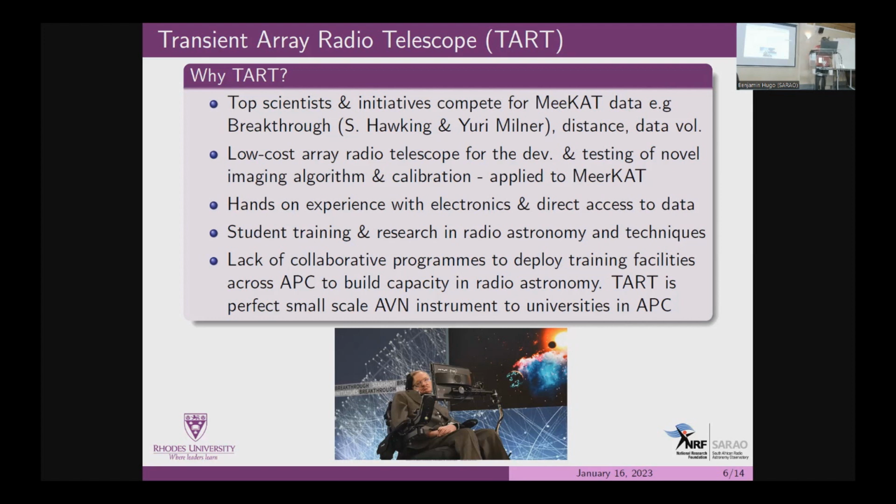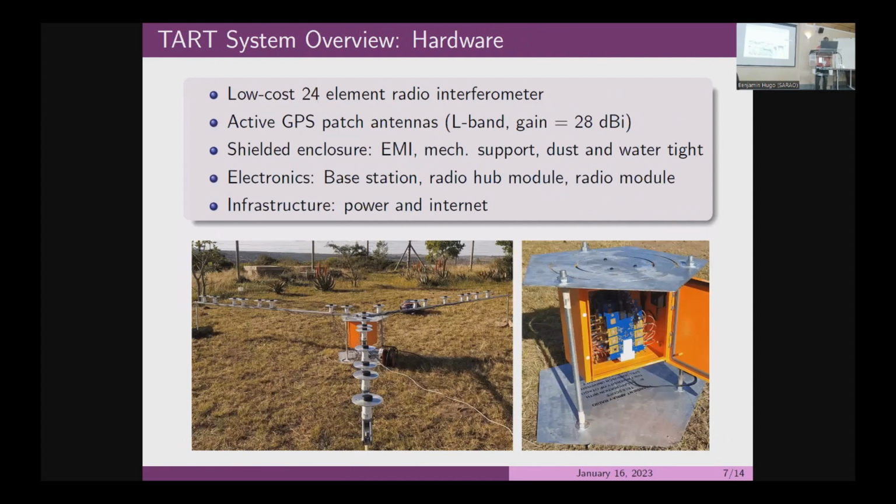Remember, just building an array of 2 telescope dishes is very expensive. But this one is an array of 24 antennas, so it's ridiculously cheaper. So that's why we are interested in TART. I think I've given a good background on that.